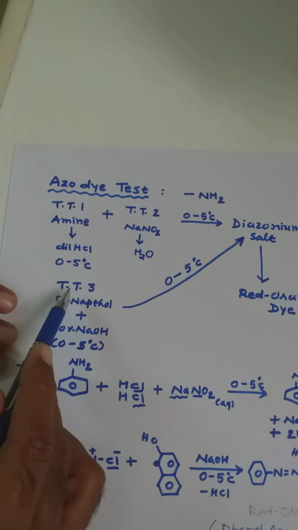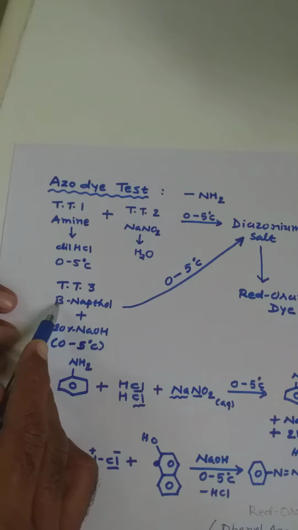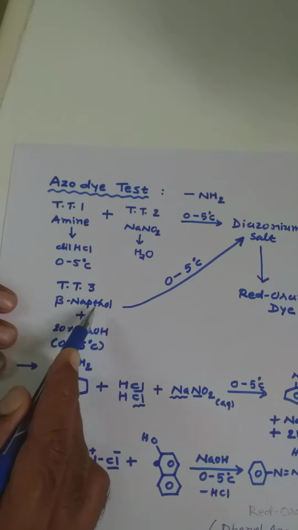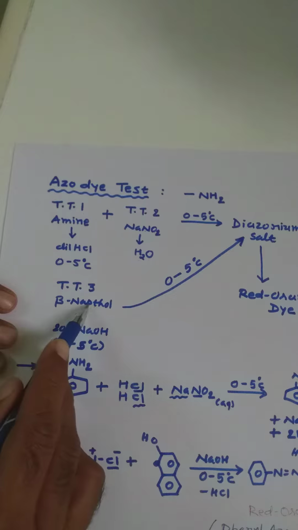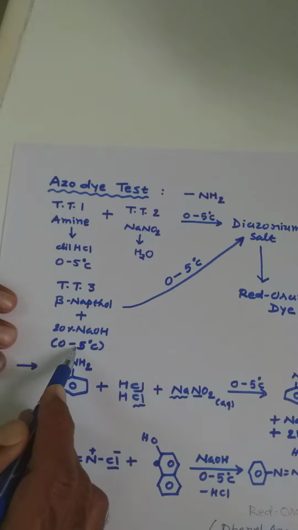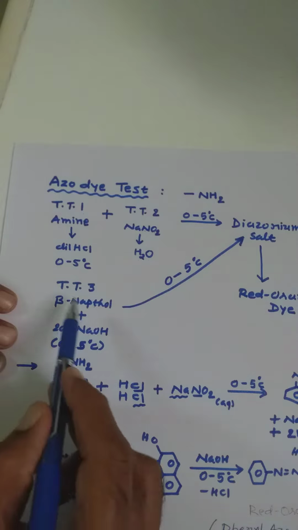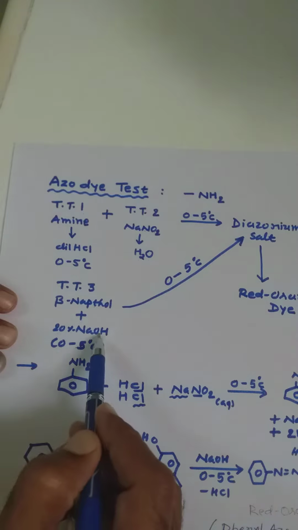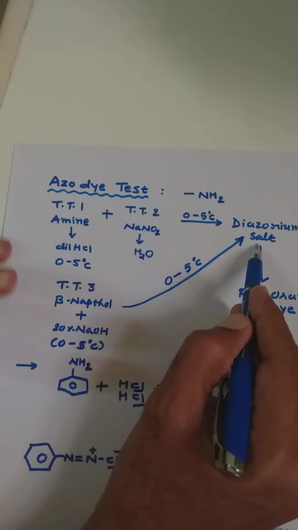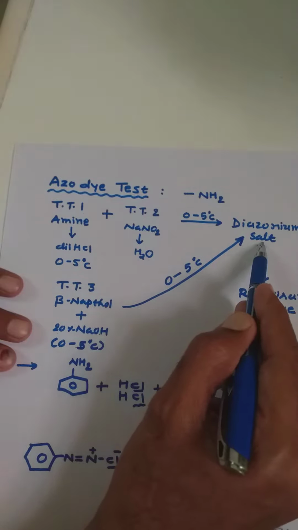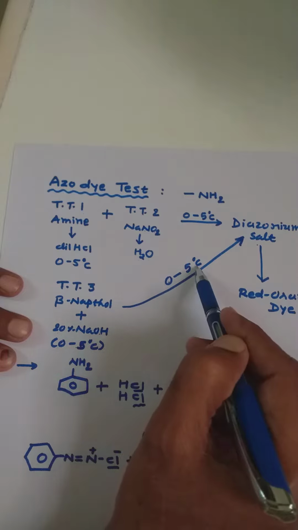After that, take test tube number 3. In test tube number 3, take beta-naphthol and dissolve it in 20% NaOH solution and also maintain the temperature of this solution at 0 to 5 degrees Celsius. After that, the solution of beta-naphthol in NaOH is added to the diazonium salt solution very slowly. Maintain the temperature of the solution during the whole chemical reaction at 0 to 5 degrees Celsius.